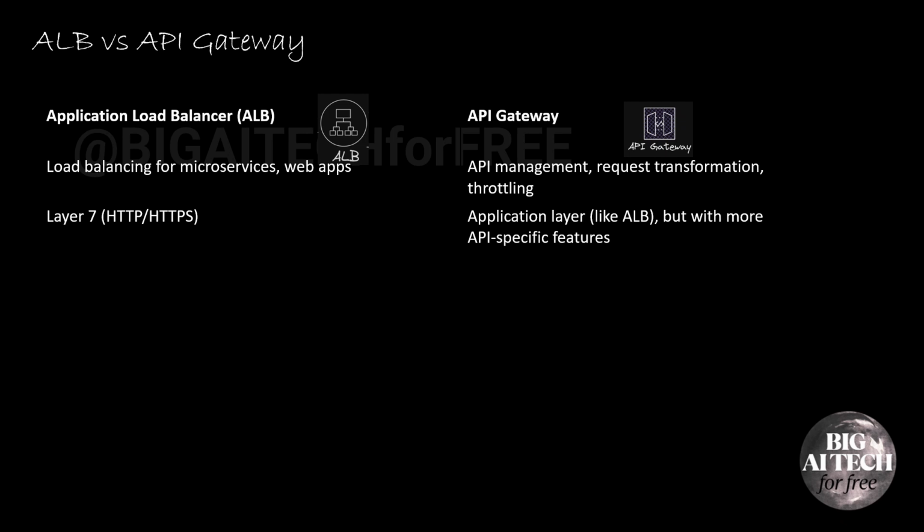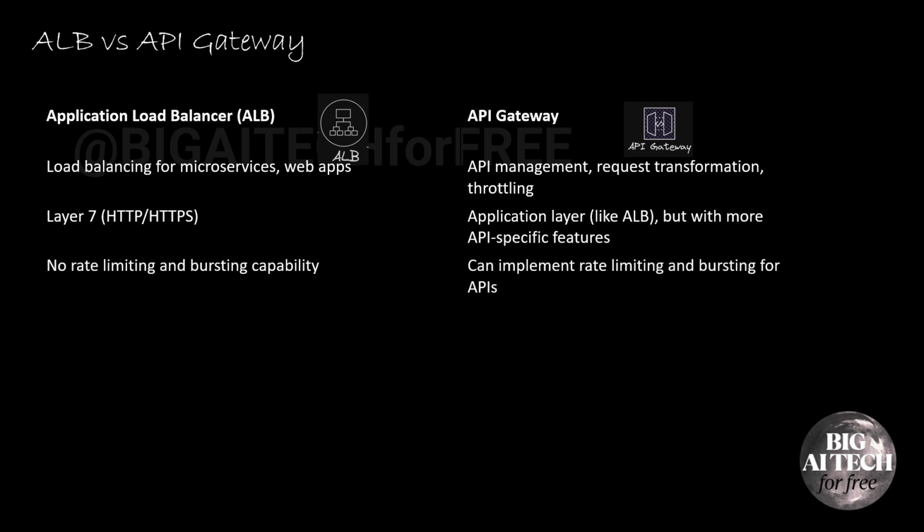ALB operates at layer 7, HTTP and HTTPS. API Gateway is similar to ALB but with more API specific features. ALB cannot do rate limiting, right? It doesn't have rate limiting and bursting capability, whereas API Gateway can implement rate limiting and bursting for APIs.